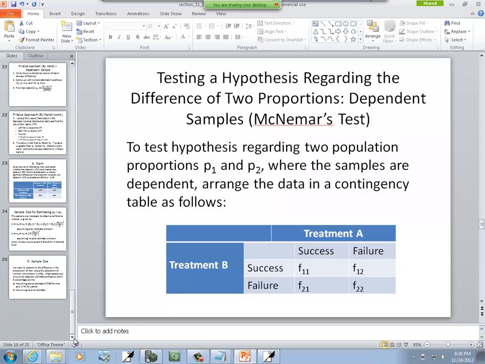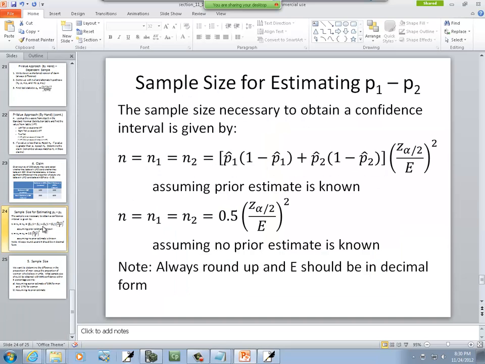And let's go on. Sample size. Last thing. Okay, sample size for estimating p sub 1 minus p sub 2, the difference between them. That's what we're trying to estimate. A sample size necessary to obtain a confidence interval is given by n equals n sub 1 equals n sub 2. So it's the same.